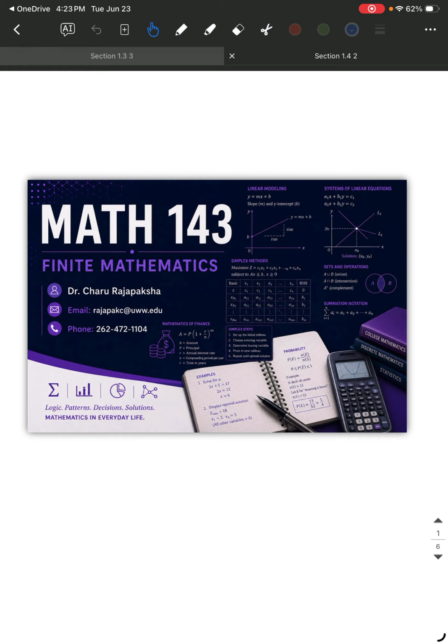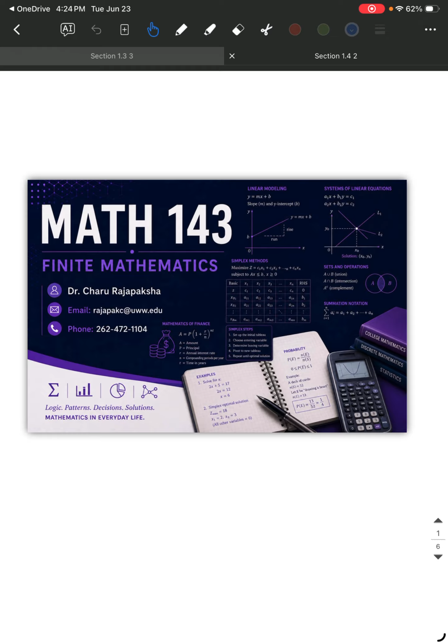Today we will learn the intersection of straight lines, section 1.4. By the end of this lecture, you should be able to find the intersection point of two lines, solve systems of linear equations, determine break-even points in business applications, and find equilibrium points in supply and demand models.